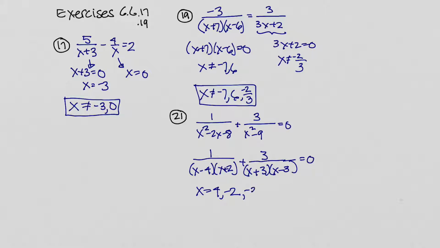So we'll get negative 3, and then from this one over here, we'll get positive 3, right? Change the sign and divide. So we'll get a positive 3 here. So what we're going to say is that x cannot be any one of those four numbers.